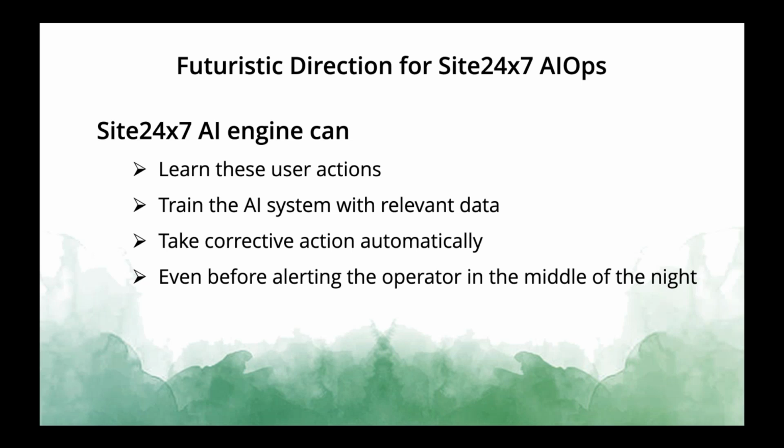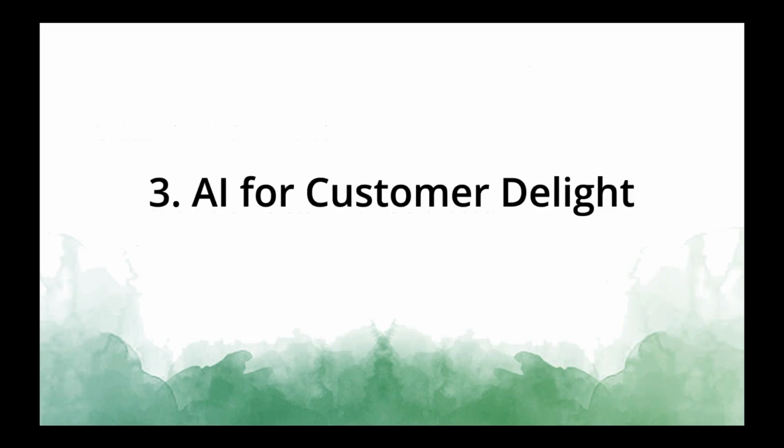Today what Site24x7 does is, when there is some problem, it can alert you wherever you are, whatever time, whatever mode of alerting is needed. But corrective action humans have to do. Going forward, that's the futuristic direction. We do have plans to do some corrective actions automatically. So this is the use case for corrective action.